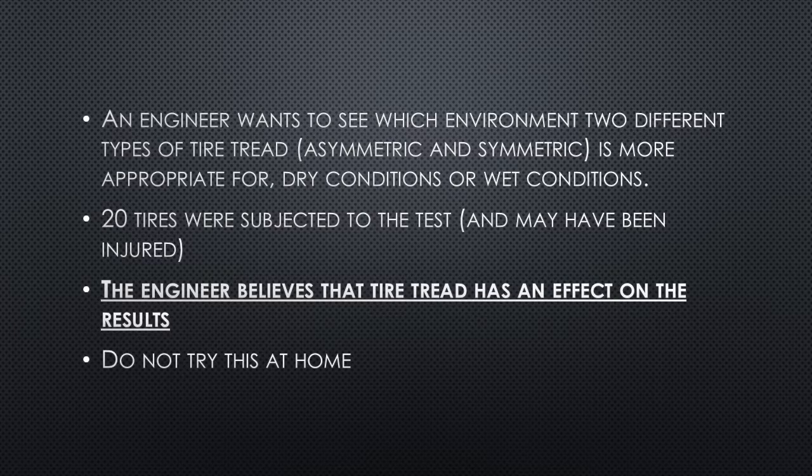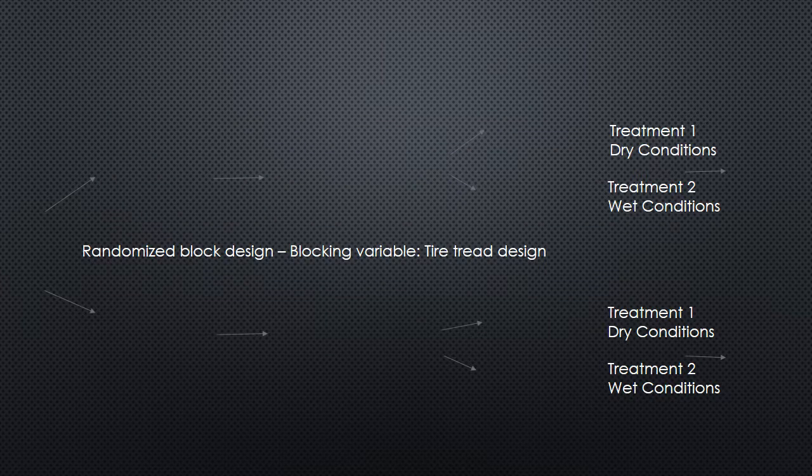Now, here's an example. We have an engineer who wants to see which environment two different types of tire tread, asymmetric and symmetric, is more appropriate for dry conditions or wet conditions. What do you think? And here we have 20 tires subject to the test. Now here's our key. The engineer does believe that tire tread has an effect on the results. This is our key. And finally, do not try this at home.